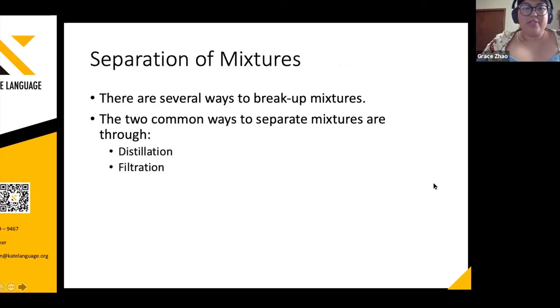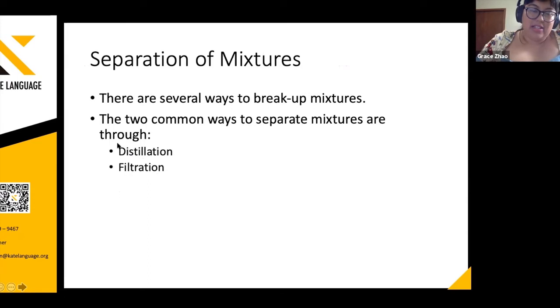All right. So for the separation of mixtures, there's two ways to do it. The most common ways that we know in chemistry are distillation and filtration. So filtration, to me, what it sounds like, it's going to go through a filter.